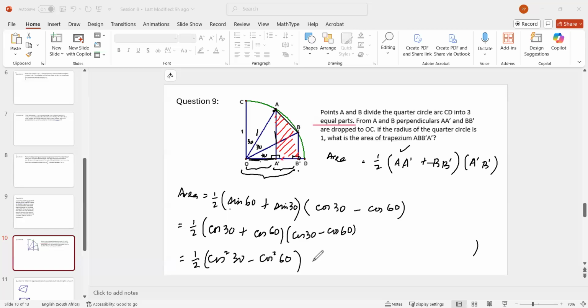Okay. Now, you're not allowed to use tables or your calculator. Cos of 30 you're supposed to know. Cos of 30 is the square root of 3 over 2. You square it, you get 3 over 4. Cos of 60 is a half. If you square it, you get a quarter. So 3/4 minus 1/4 is a half. Half times half is a quarter. So the answer to this question, the area of this trapezium is 1 over 4.